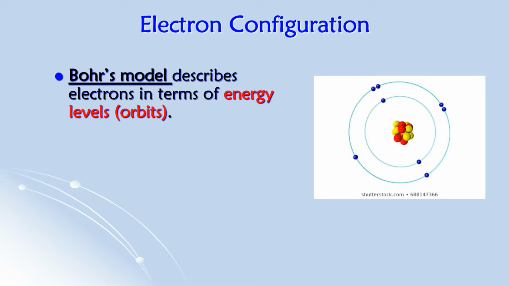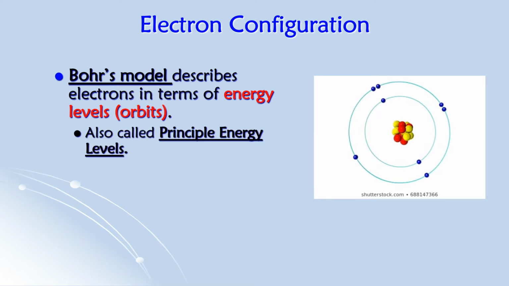Each orbit has a fixed amount of energy associated with it, so they are also called the principal energy levels. This is also a very common term that you can see on the Regents, so do not confuse yourself. That's just the orbit or energy level.